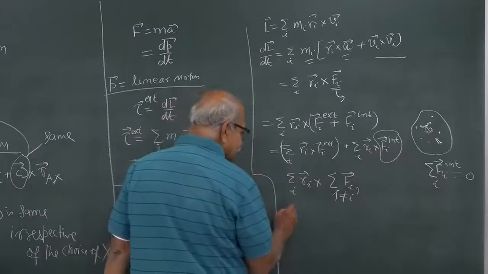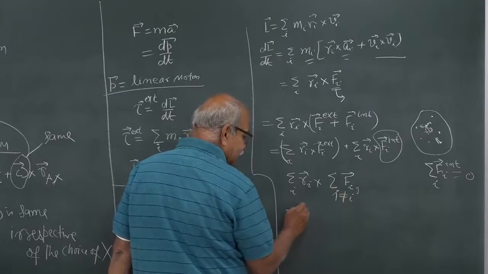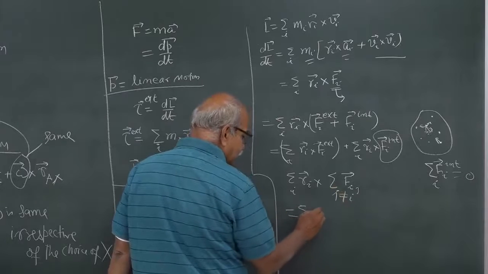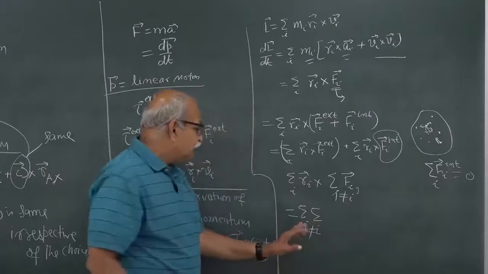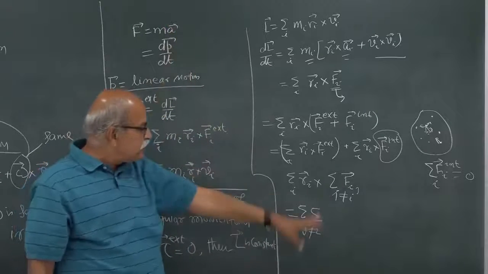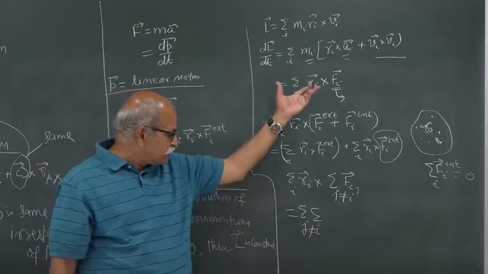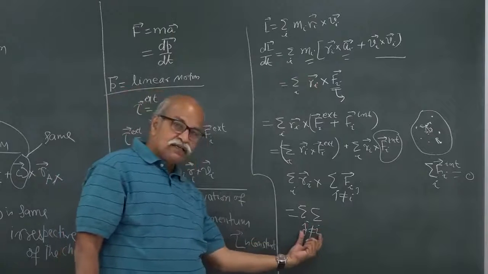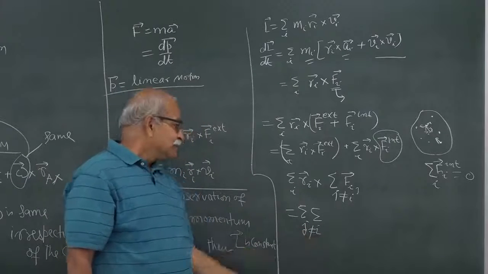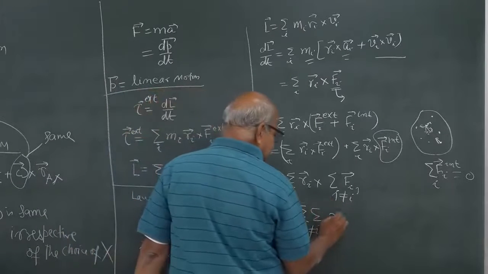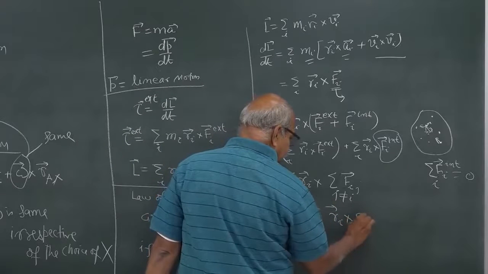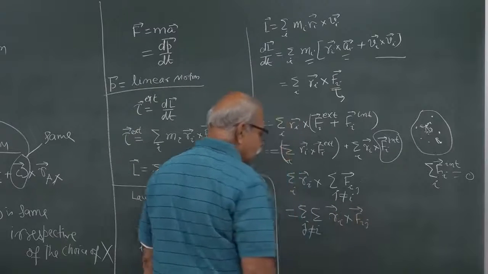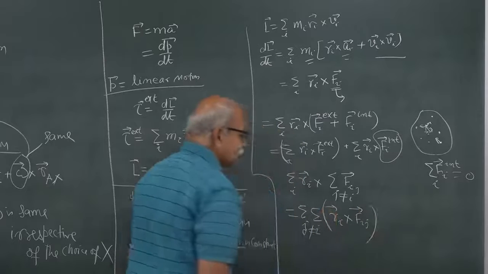So, this j can be taken here, summation over j. I have to sum over j and sum over i, j going from 1 to capital N, i going from 1 to capital N, but make sure that you do not put j equal to i, and here it is Ri cross Fij.